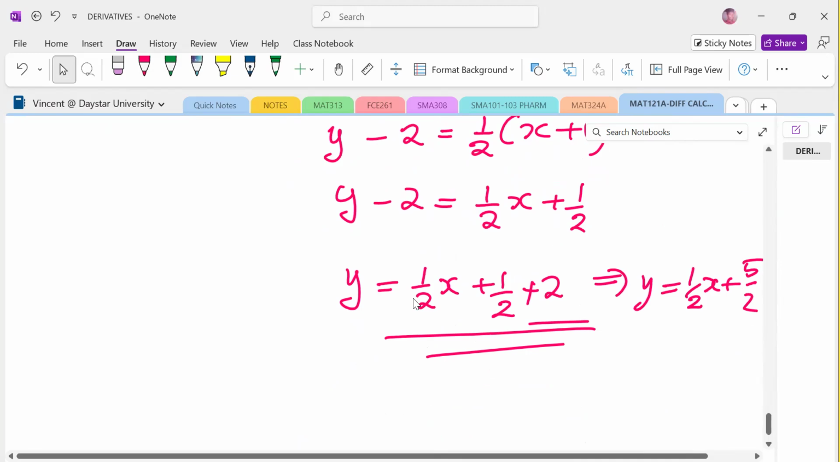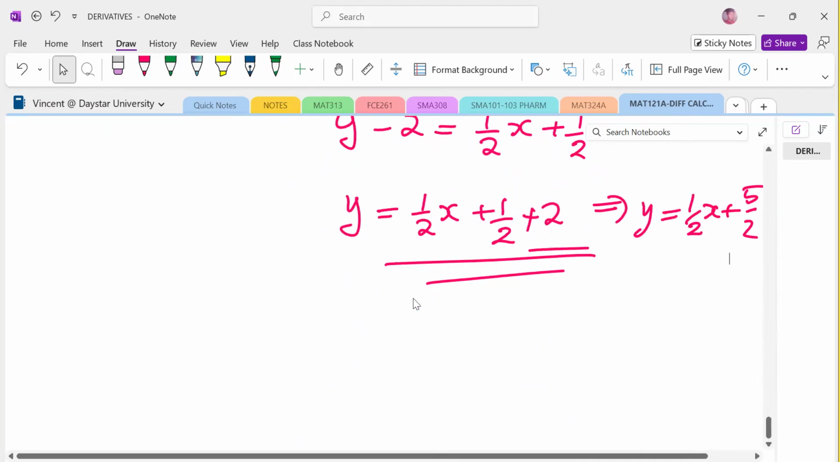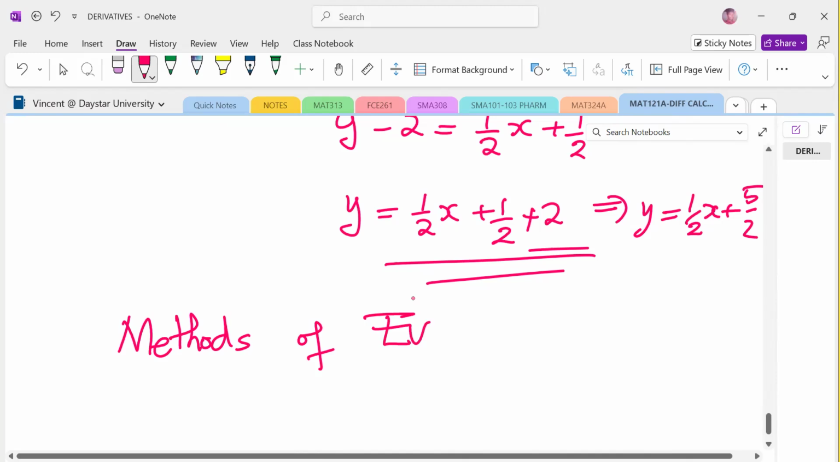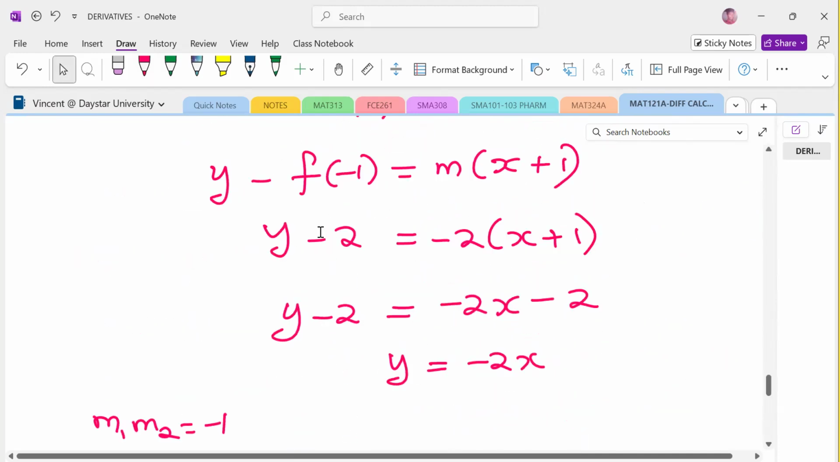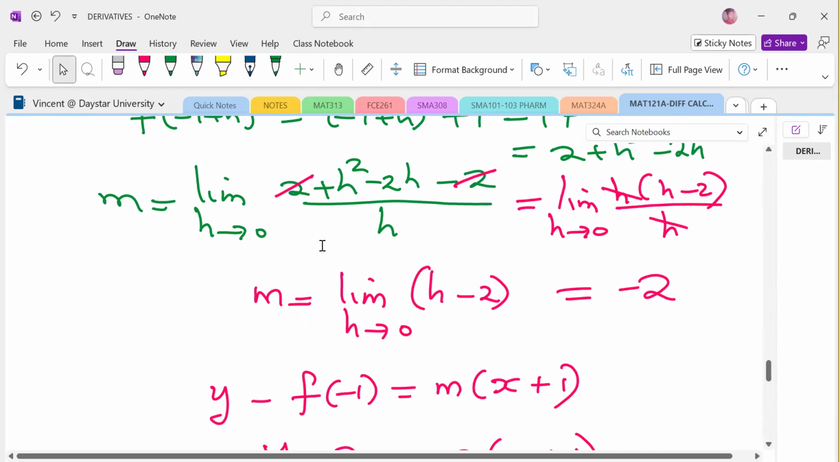So now, let's discuss methods of finding derivatives, methods of evaluating. Is there a question? Okay, ask. Where the value of h is just a small change in x.